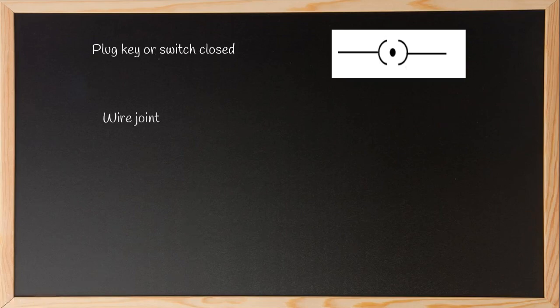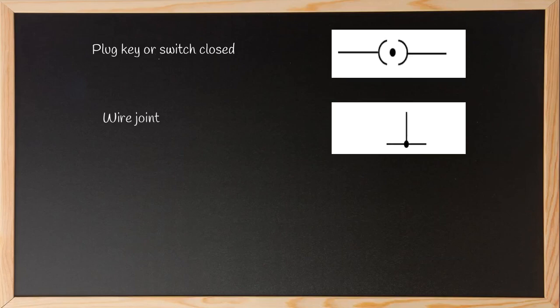The next one is wire joint. If the wire is joined, then it is more like an inverted T. There is a basal line and there is a long line which is touching the basal line with a thick dot. So this is a wire joint. If you have to represent a wire joint, you represent it more or less like an inverted T.